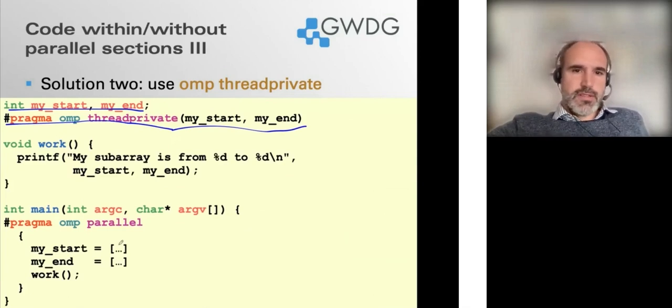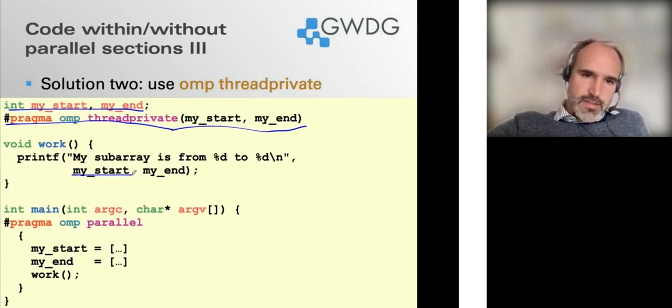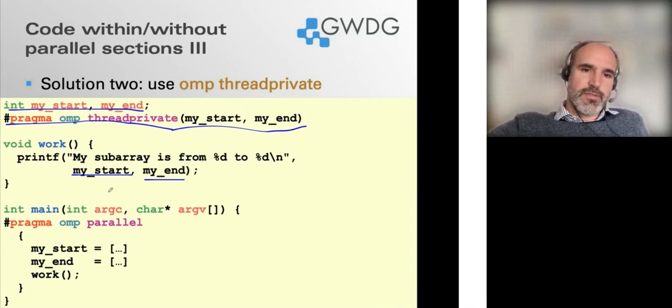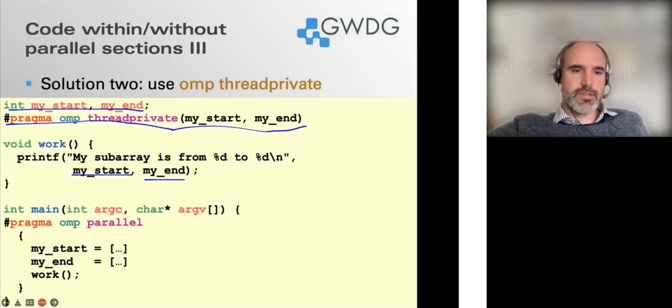That means that a copy is created, and we had this before, so that these two variables are actually defined as a copy for each thread in the work function. So again, the work function here would be without parameter, but as you defined threadprivate for start and end, you would have the correct value in these two variables in the function work.